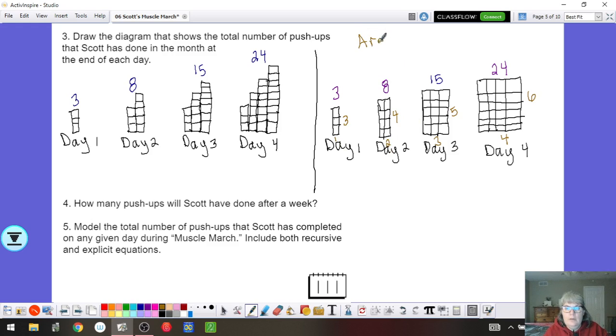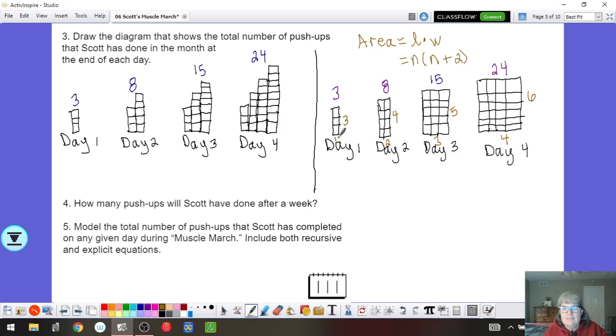The other thing I'm going to speak to right now is, remember, area is length times width. So we're going to have n times my height. If I compare my height with my distance across the base, 3 is 2 more than 1. 4 is 2 more than 2. 5 is 2 more than 3. 6 is 2 more than 4. Since the 1, 2, 3, and 4 represent the day number as well, I'm going to have n plus 2.